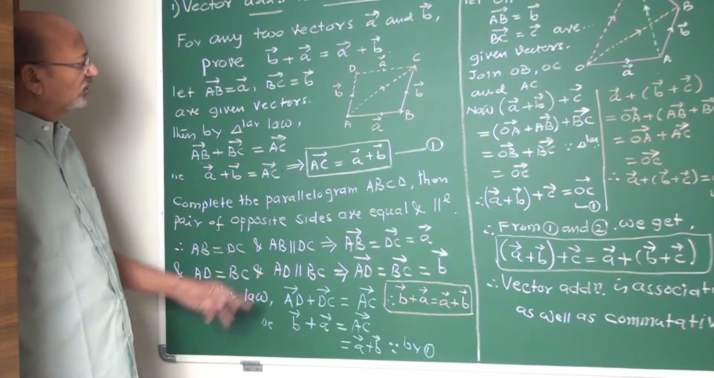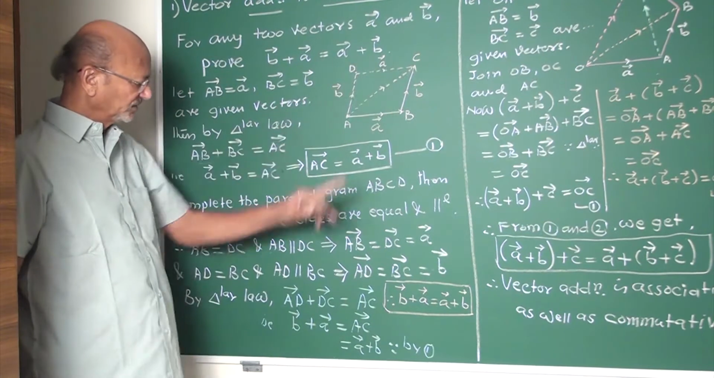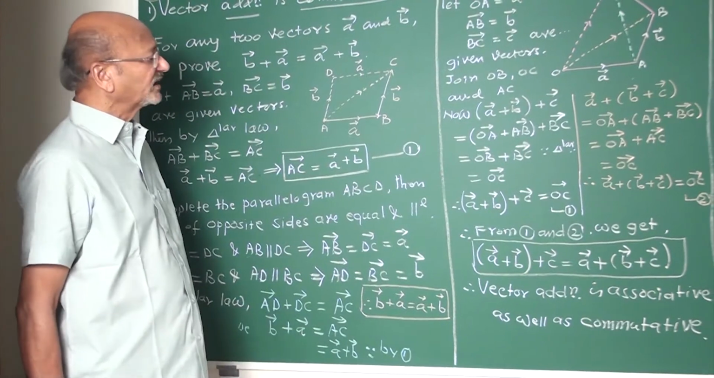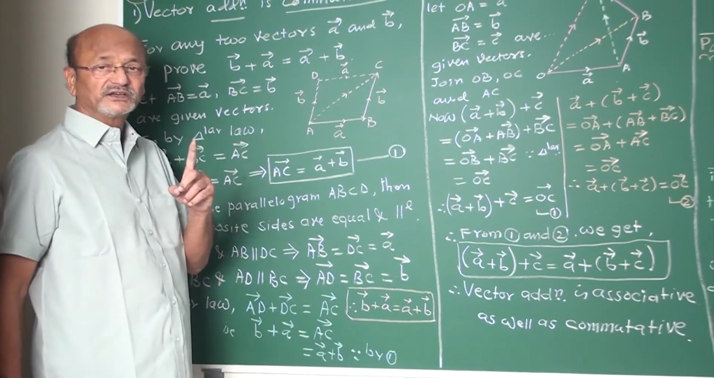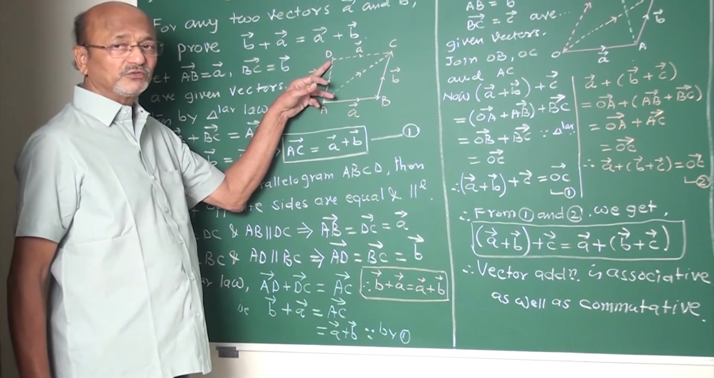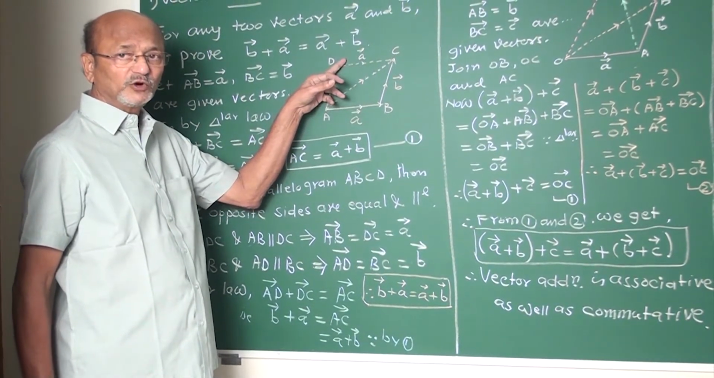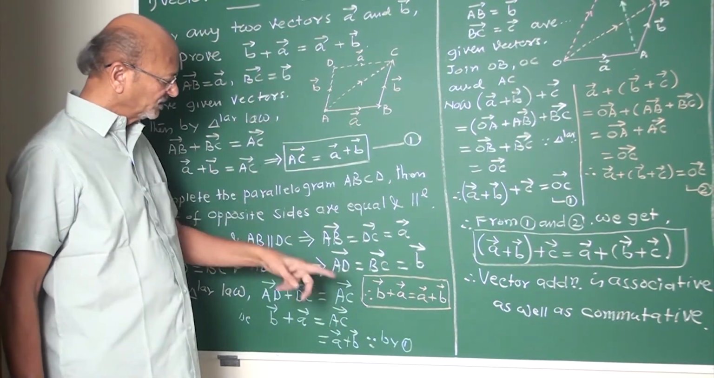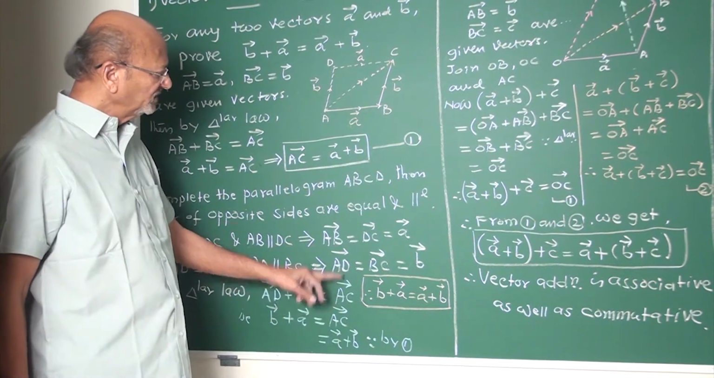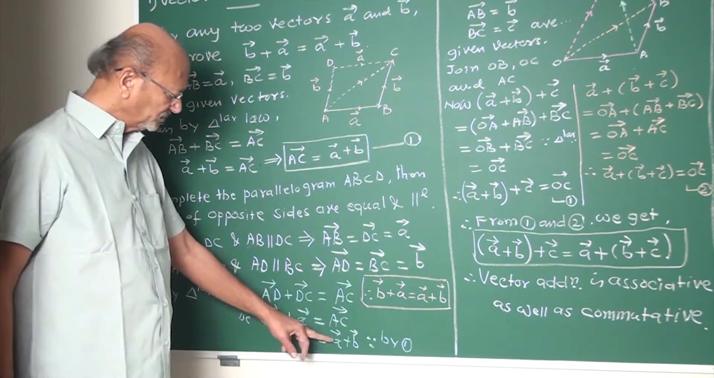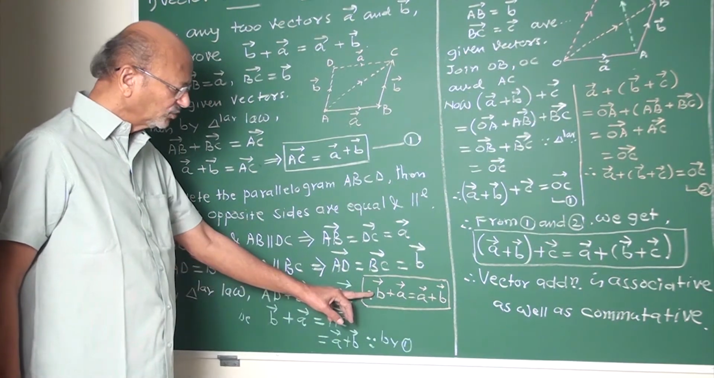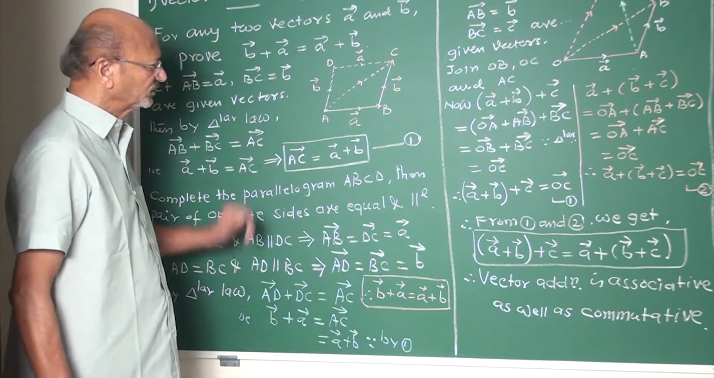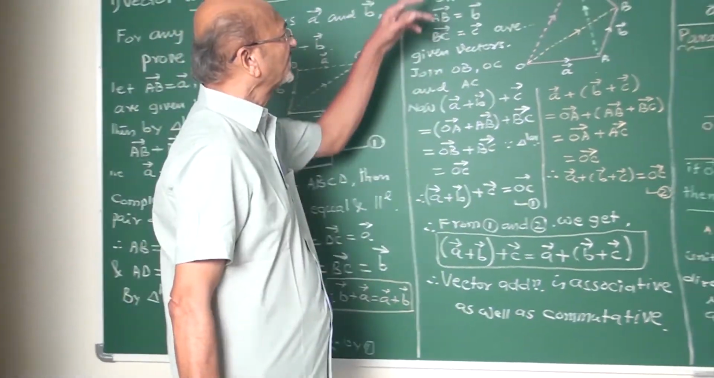Now, again by the triangular law of addition, AD plus DC equals AC. I told you, my friends, while explaining the triangular law of addition, that it exists only when the end point of the first vector is the same as the initial point of the second vector. Now, for these two vectors, D is the same. Therefore, it is AC, my friend. But AC by 1 is A plus B. Therefore, B plus A equals A plus B. So, addition of two vectors is commutative. This is the first one.